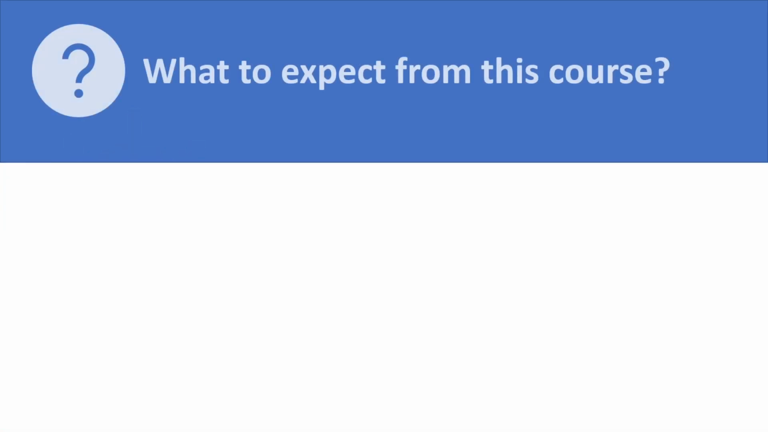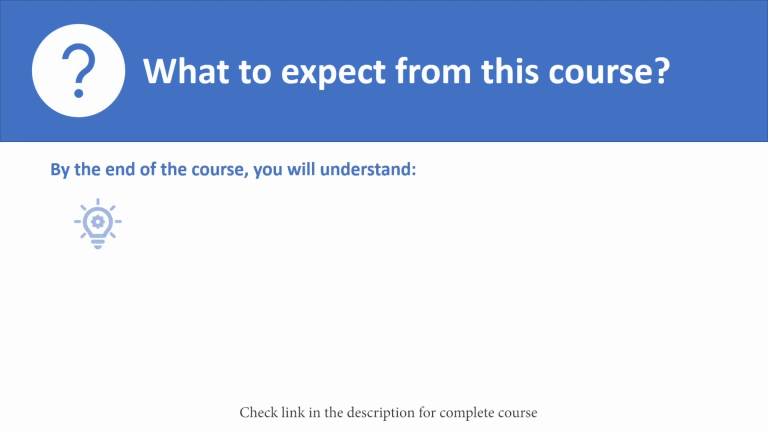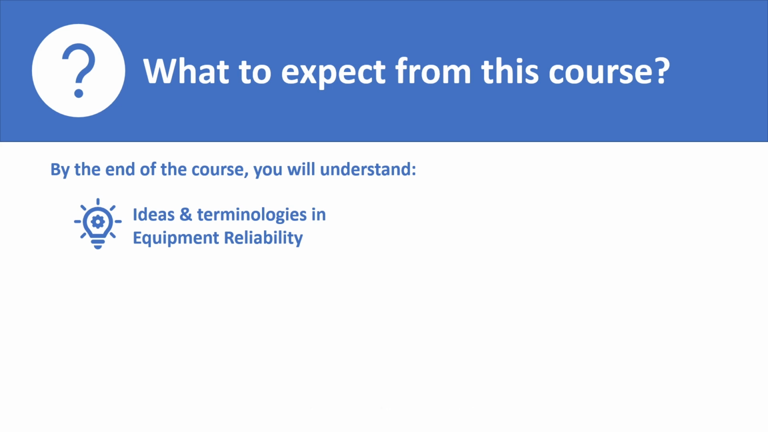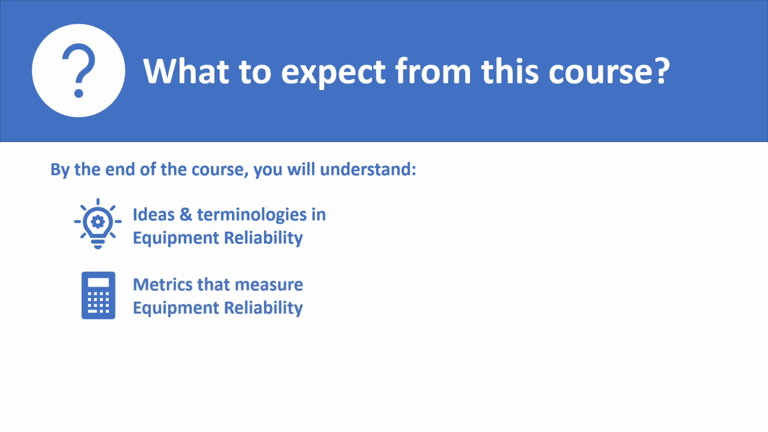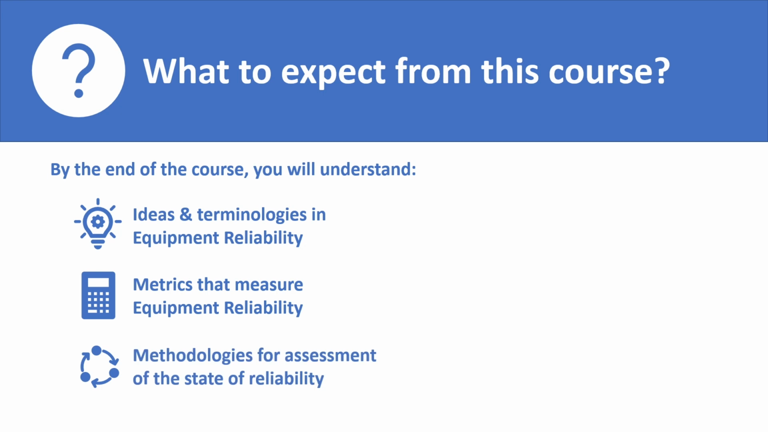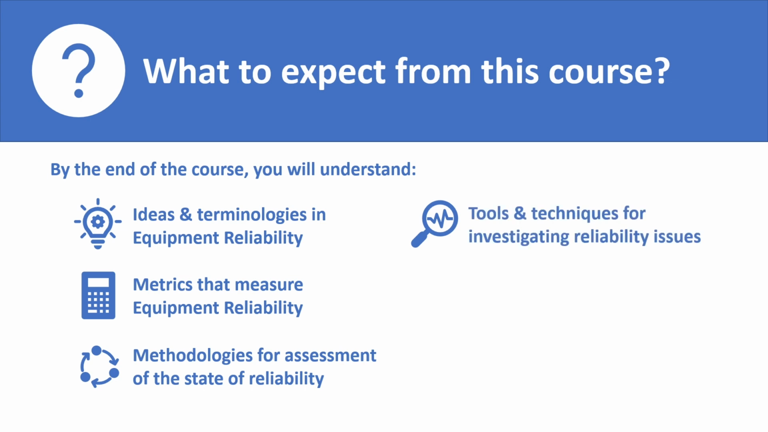By the end of this course, you will understand the basic ideas and terminologies associated with equipment reliability. You will understand all the basic metrics that are used for measuring and expressing in numbers the different aspects of equipment reliability. You will understand renowned methodologies used in industry for assessing the state of reliability of assets in any plant or facility. You will also understand the tools and techniques which are used for investigating reliability issues in any plant or factory.